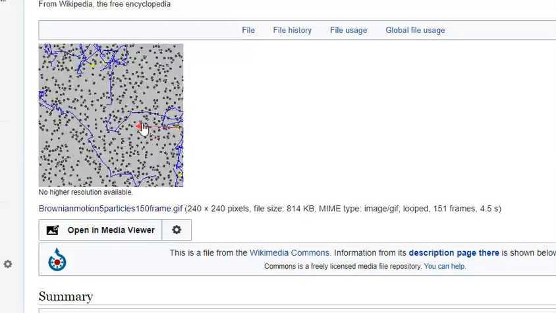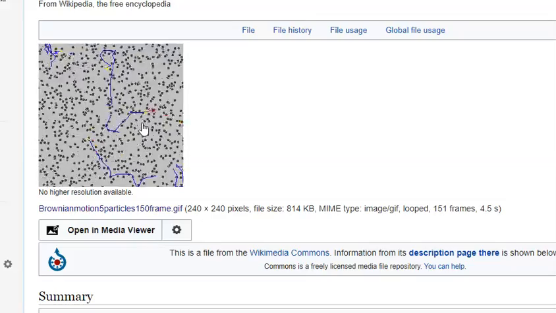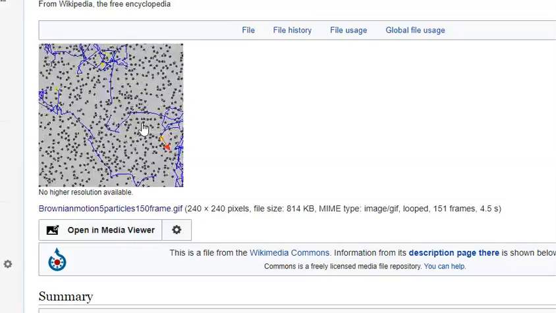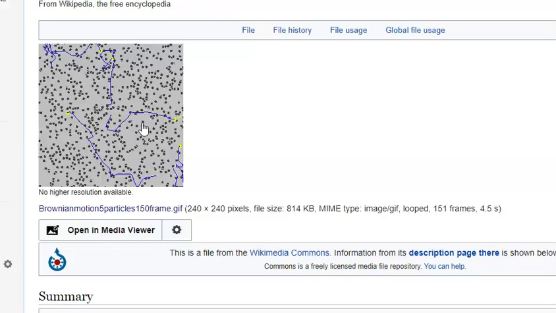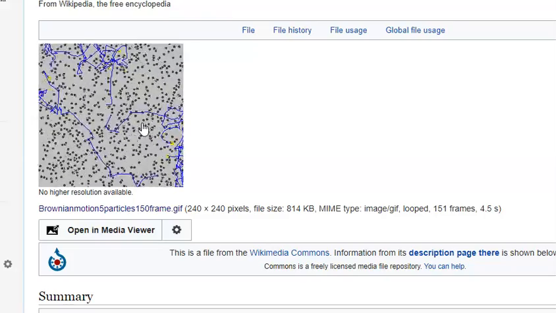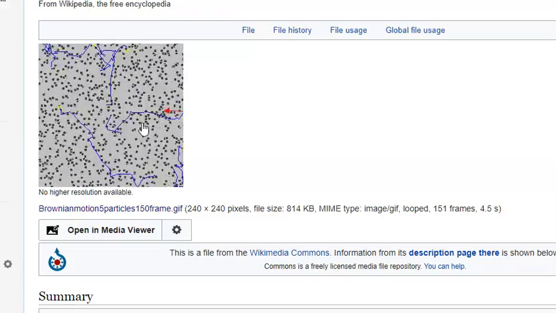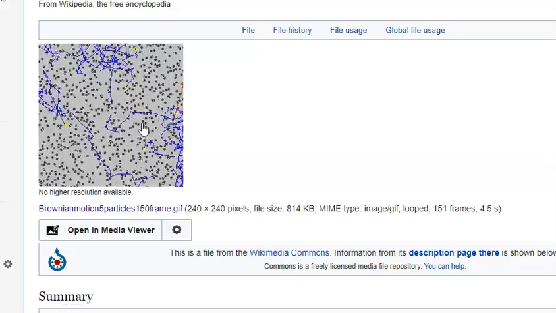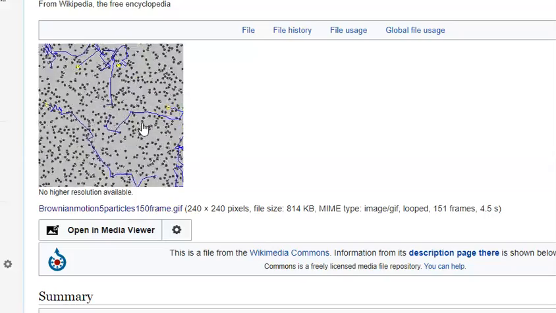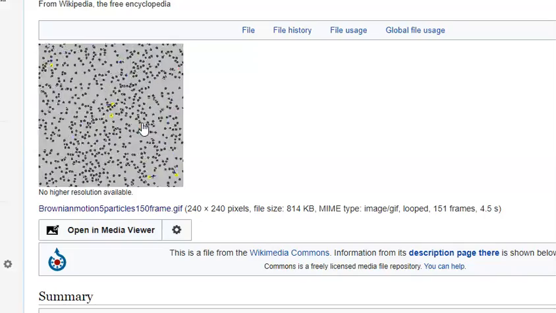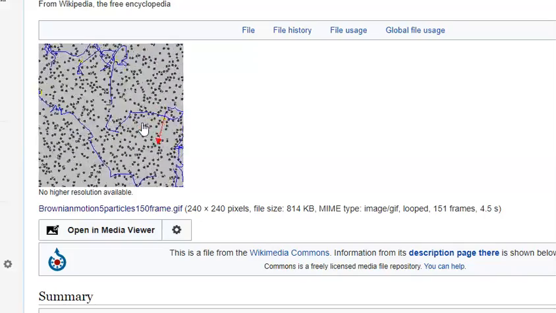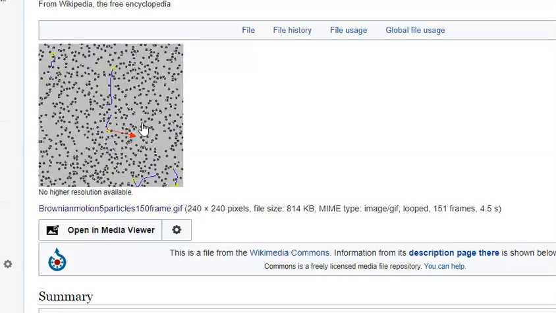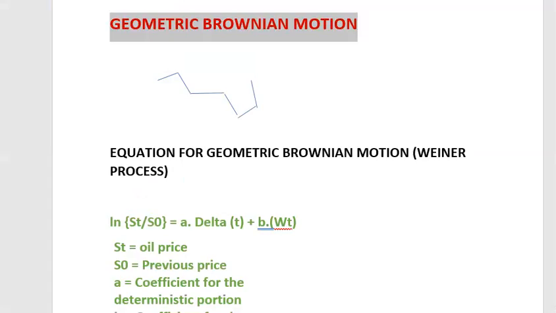If a new law comes that says no fracking, then we know the production is going to go down because they cannot do any more fracking, or if there's a war in the Middle East or some problem. So there is a deterministic part for the stock market or oil market or anything. Due to that reason, we cannot use the totally random Brownian motion equations.